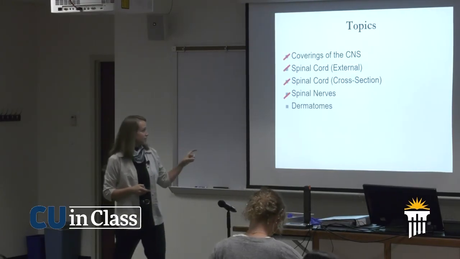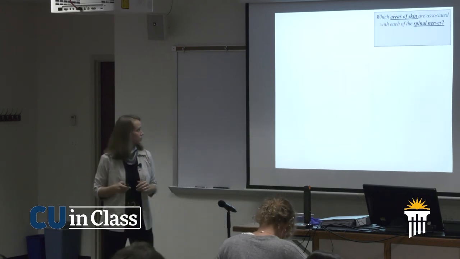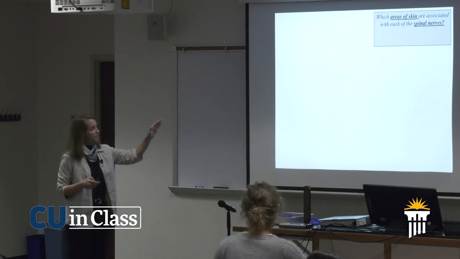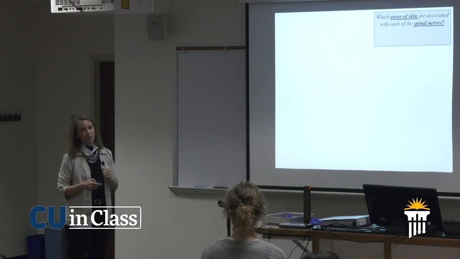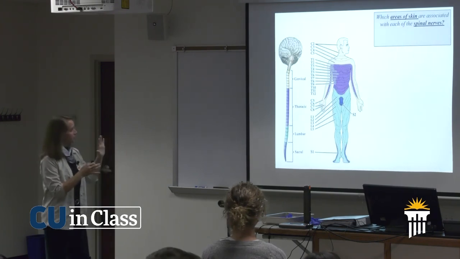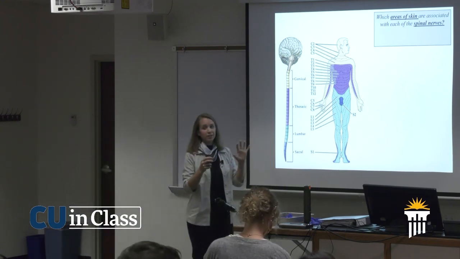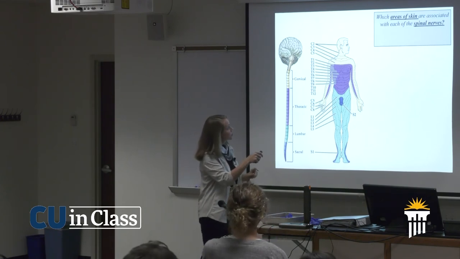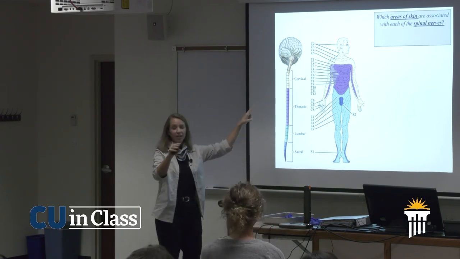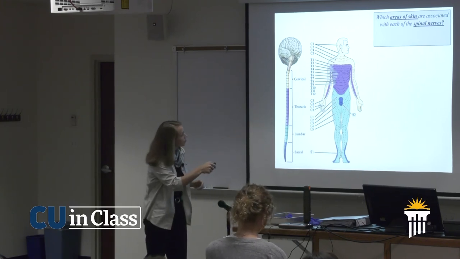So our last topic is dermatomes. Derm means skin, and so on this one, we're going to say which areas of skin are associated with each of the spinal nerves. So here's the picture that is a classic picture of these dermatomes. And so if you had a spider land on your shoulder, you can say, which spinal nerve is going to carry that information to our brain? And so this is a map of that. If we're talking about the shoulder, this is area C5. So it would be the C5 spinal nerve.